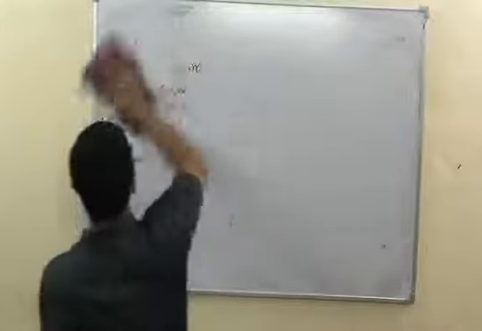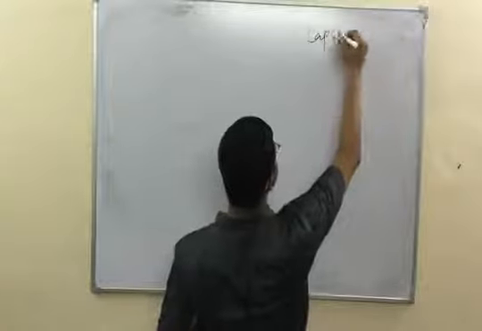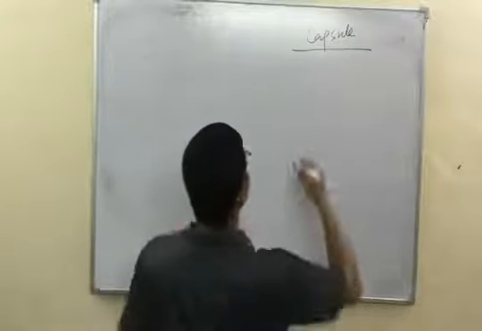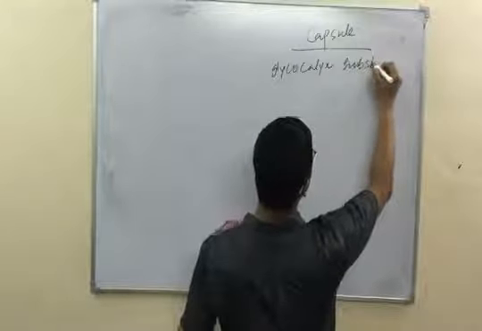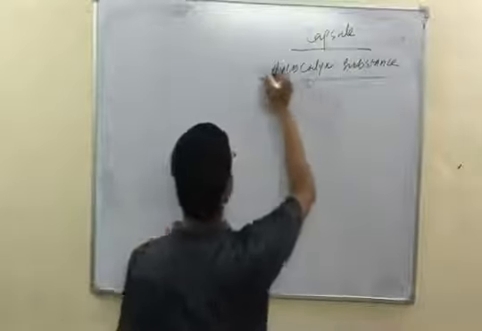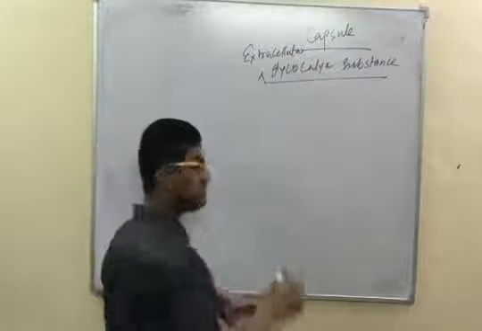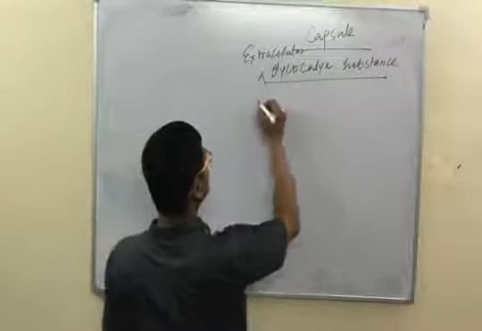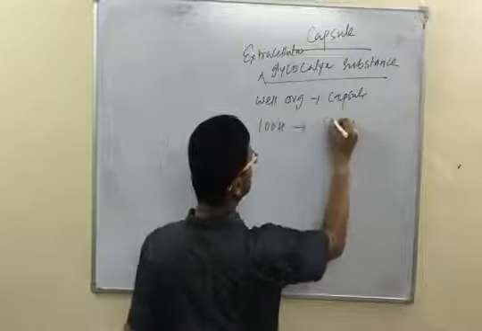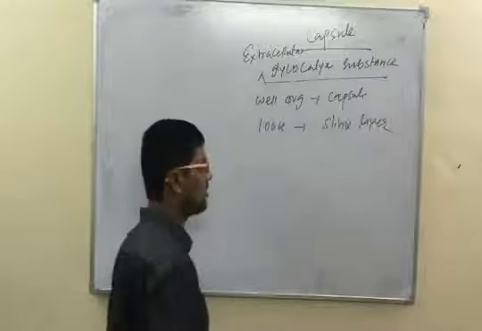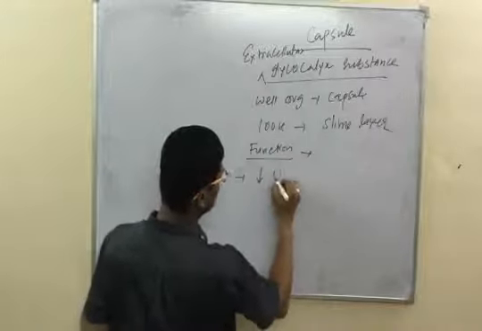Now we will discuss the other components of the bacterial cell: flagella and capsule. We can start with capsule. Capsule is the glycocalyx, extracellular glycocalyx-like substances released by the bacteria, and it forms a layer outside the bacterial cell wall. If it is well organized, it is called capsule. If it is loosely formed, it is called slime layer. And the main function of the capsule is that it prevents the bacteria from phagocytosis.